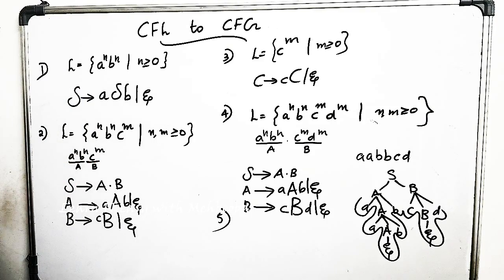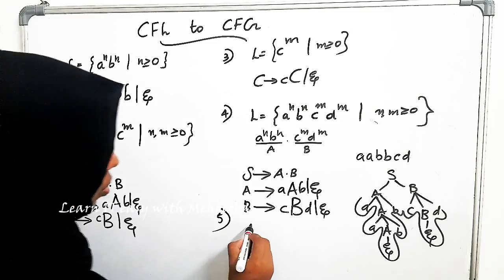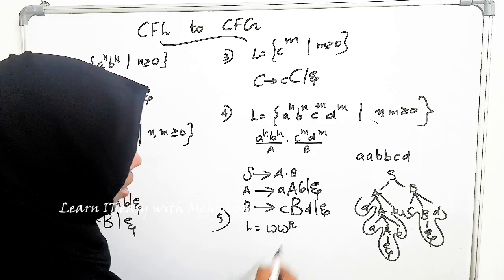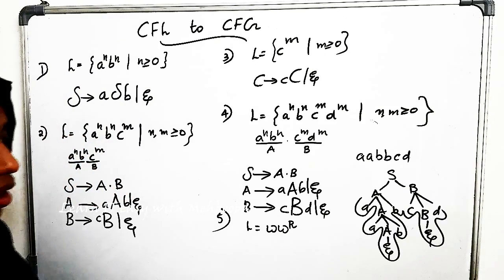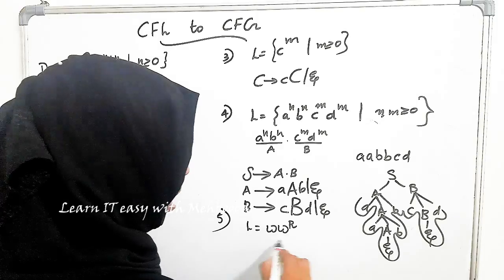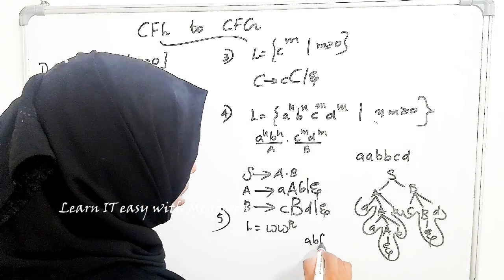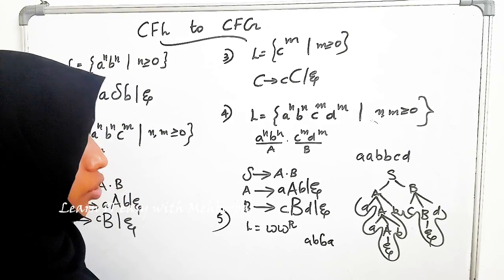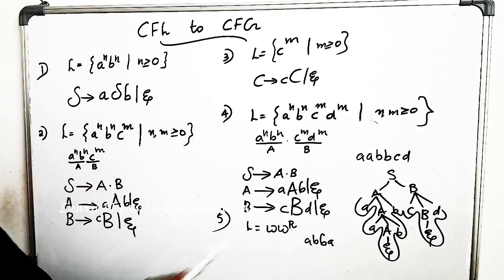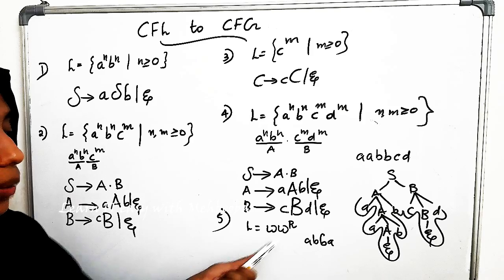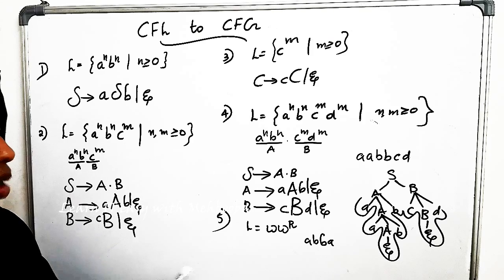So the next question is L is equal to W raised to R. See, W raised to R is actually a palindrome. For example, if W is AB, W raised to R is the reverse form of it, so BA. So it's actually a palindrome. When you are given languages like this, it will be difficult for you to understand how you can write the grammar. So you should understand the meaning of W raised to R. W raised to R means it's actually palindromes.